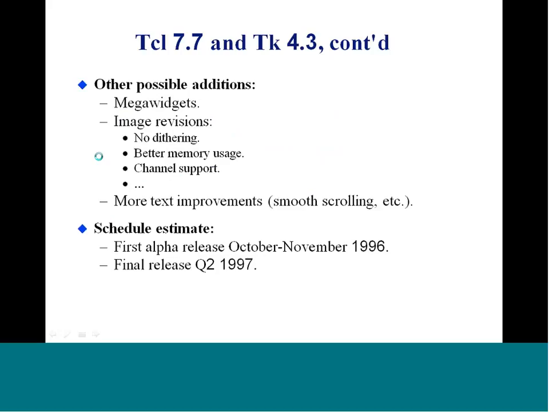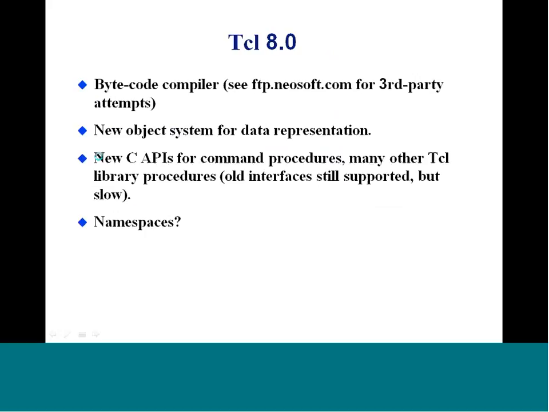So these are all the original dates essentially, but the next one is Tcl 8.0. This one has a bytecode compiler, and this is at ftp.neosoft.com. And then we have a new object system for data representation, a new C API for command procedures, and many other Tcl library procedures. The old interface is still supported, but it is slow.